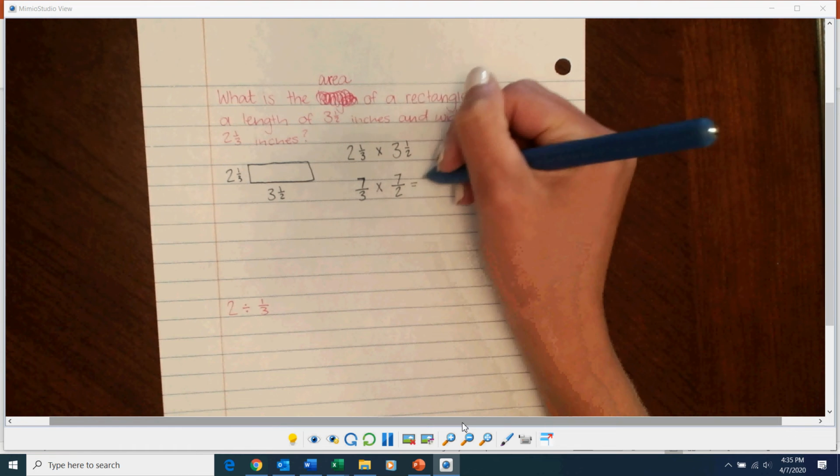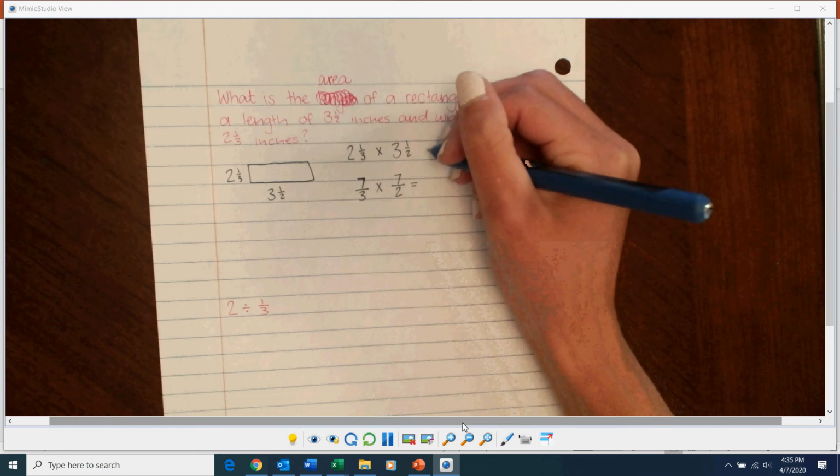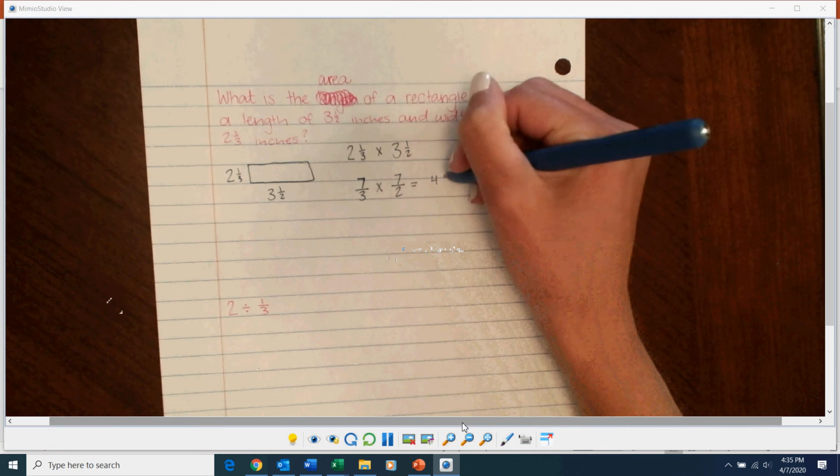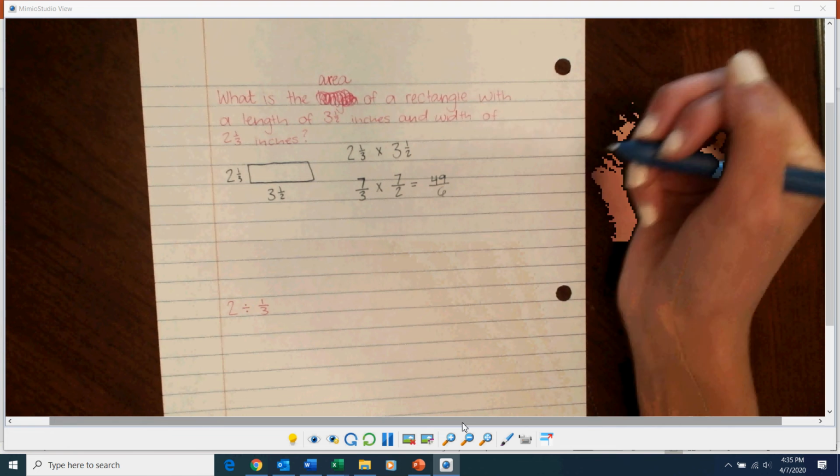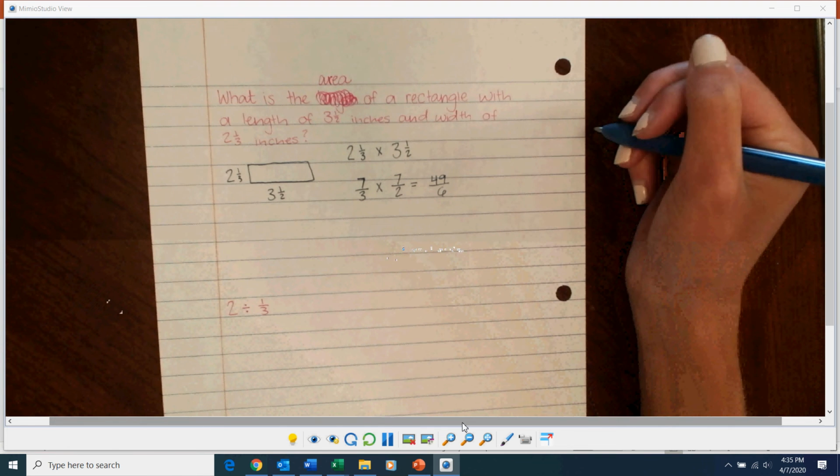And now I can multiply straight across. 7 times 7 gives me 49. And 3 times 2 gives me 6. So here's my improper fraction. I need to simplify it.